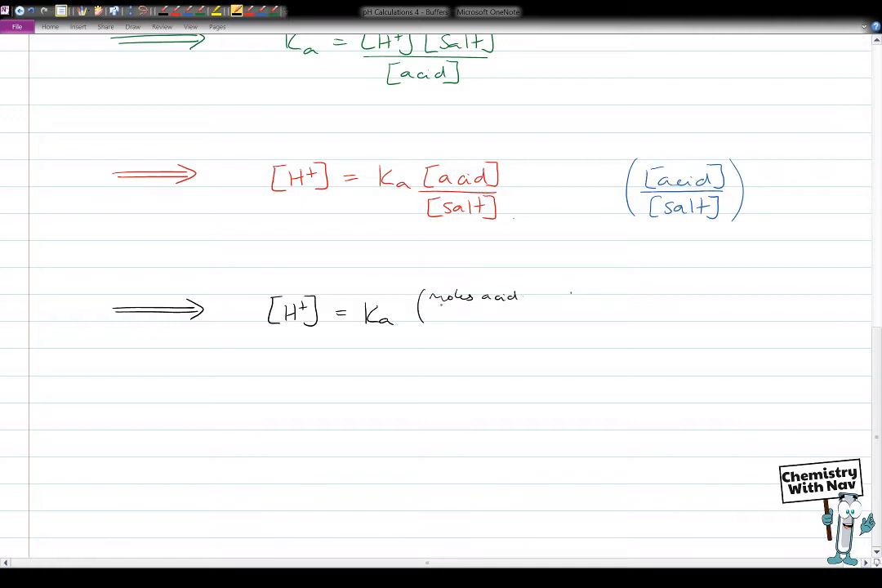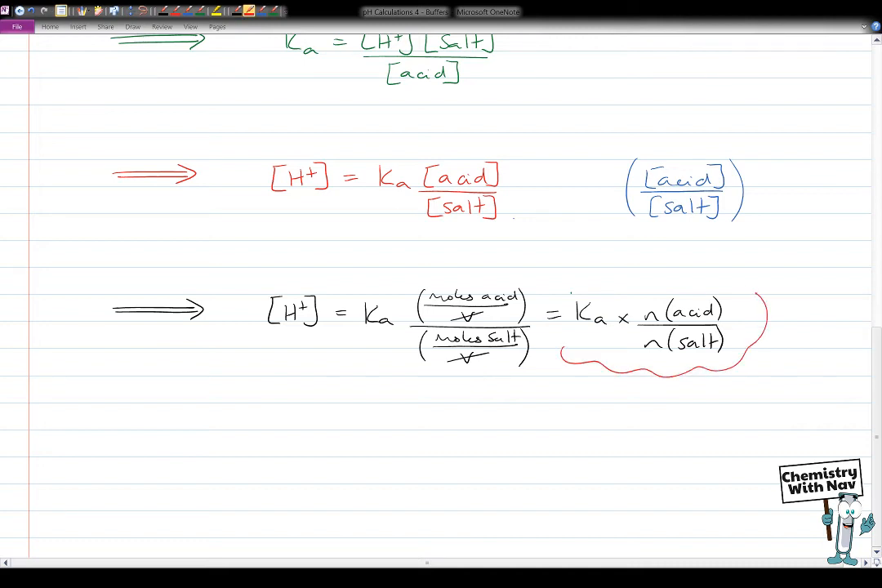the moles of acid over the volume, all over the moles of salt over the volume. But because a buffer solution has to be created in just one container, those volumes will cancel and leave you quite simply with Ka n acid over n salt, where n is the number of moles. So in fact, that can be your simplest expression for calculating H+ for a buffer solution.